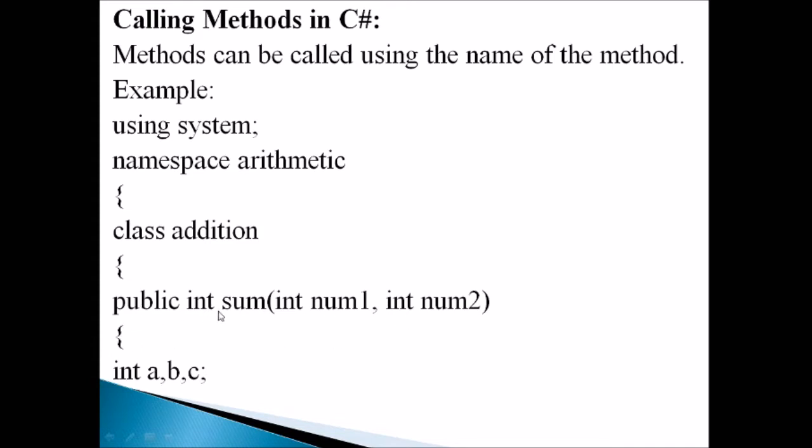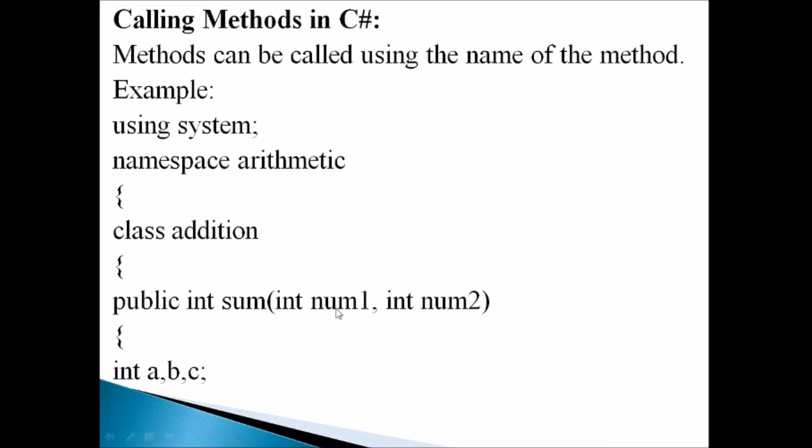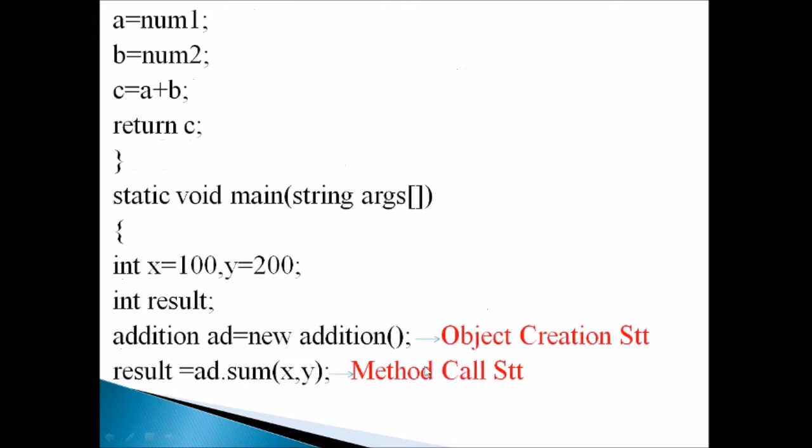If a method declaration has open and close curly braces, then that part is called the method definition. Here the method is defined with some source code. The first line is int a, b, c. The variables a, b, c are declared with the data type integer. Then a equal to num1, b equal to num2. The values received by the parameters num1, num2 are assigned to the variables a and b. And the values are added, and the answer is stored in the variable c.